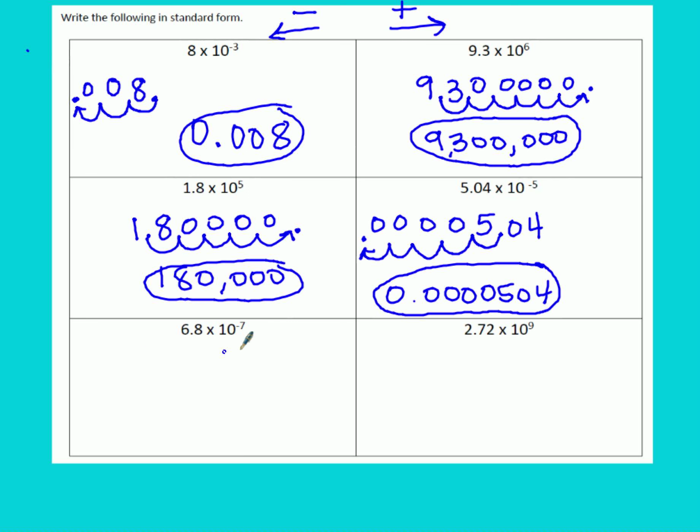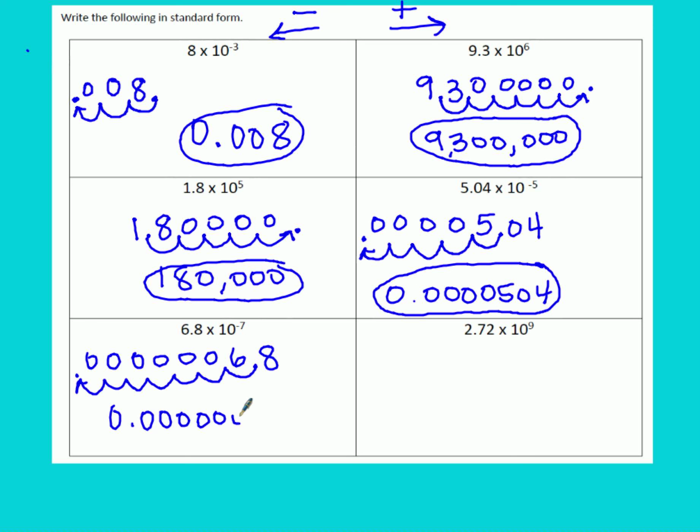Bottom 2 examples, here we have 6.8 times 10 to the negative 7th. Negative exponents, we move to the left. 1, 2, 3, 4, 5, 6, 7. We put our decimal, and we fill in all those empty spots with zeros, so we get 0.0000068. That is a number that is between 0 and 1. We started with a negative exponent, so that does make sense.